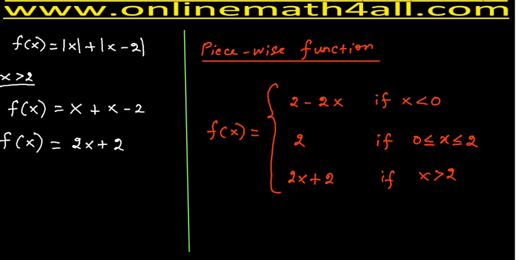So for this absolute value function, f of x is equal to absolute value of x positive, absolute value of x negative 2, we get the piecewise function: f of x is equal to 2 negative 2x if x less than 0, f of x is equal to 2 if 0 less than or equal to x less than or equal to 2, and f of x equal to 2x positive 2 if x greater than 2. So now I hope the students will be able to understand how an absolute value function can be redefined as a piecewise function.